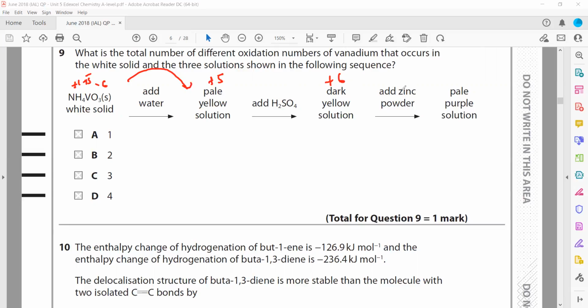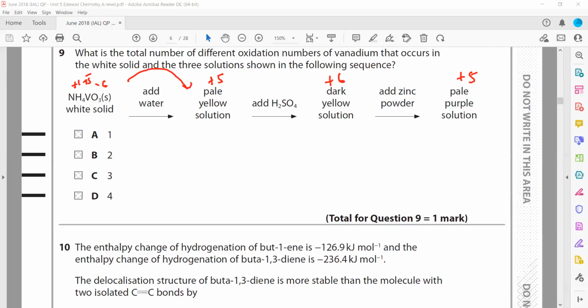And then when we add zinc, which is more reactive, zinc will lose electrons and vanadium will gain electrons, so it will be reduced back to +2. So what is the overall oxidation? This is related to the change in oxidation number. Basically, what happened when we add water, there is no change in oxidation number.